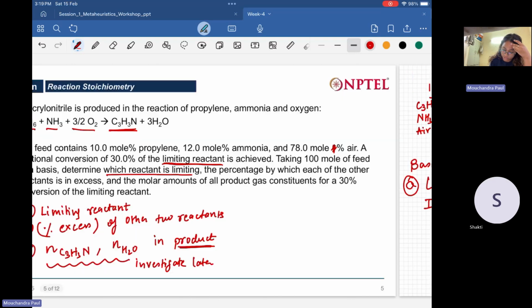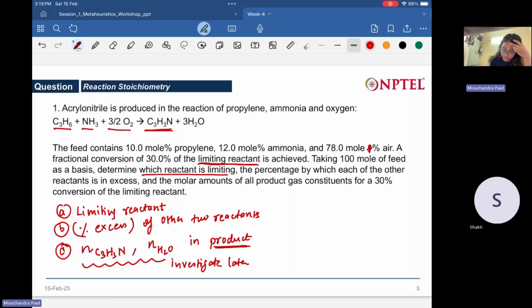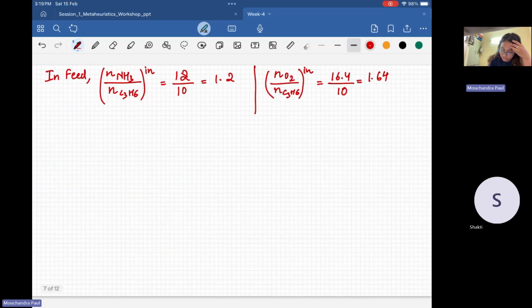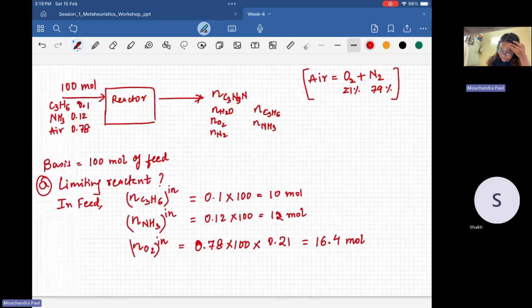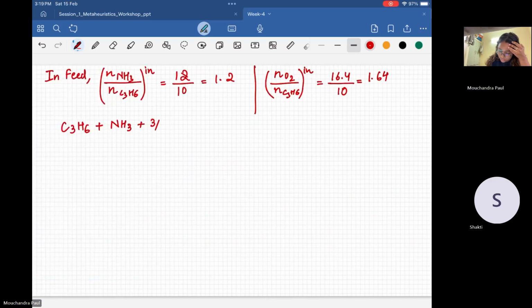But if you see the reaction, what is the reaction? Let me write it. It is C3H6 plus NH3 plus 3 by 2 O2 gives C3H3N plus 3H2O. Okay, this is the reaction.